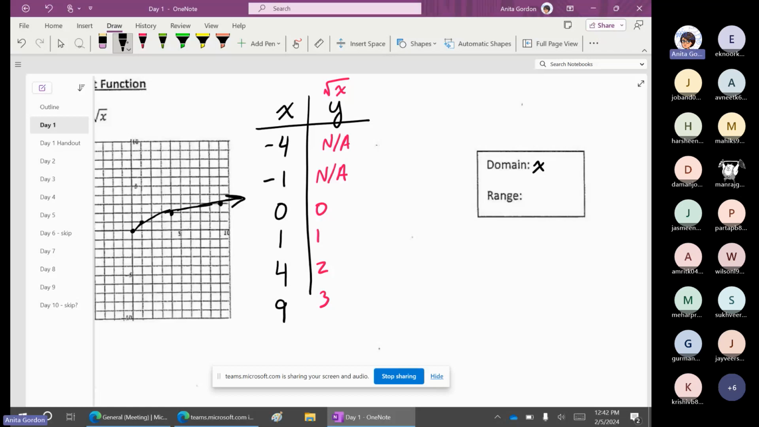Cannot be less than 0, so greater than or equal to 0, but it can be anything else, as long as it's a positive number. Range? Right, y would be the same. Y depends on x. Y can be a positive number. Okay, we cannot go into the negatives. And last one.